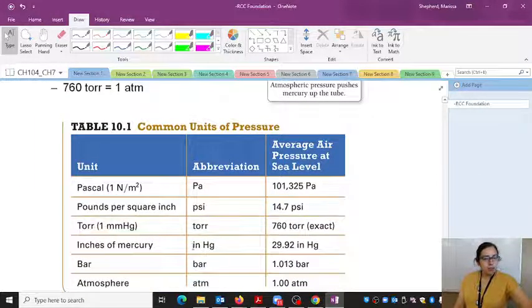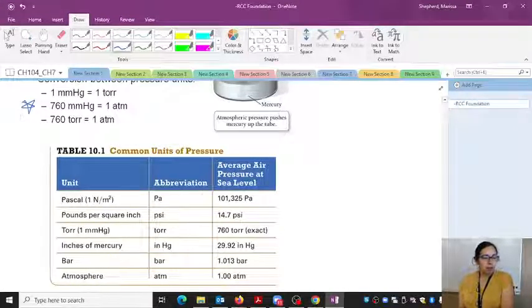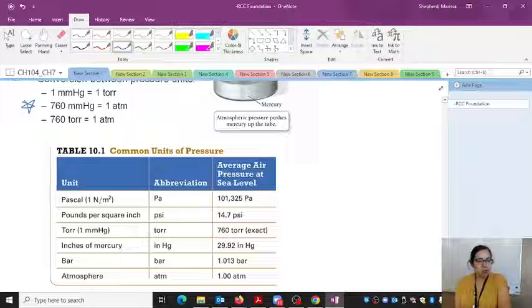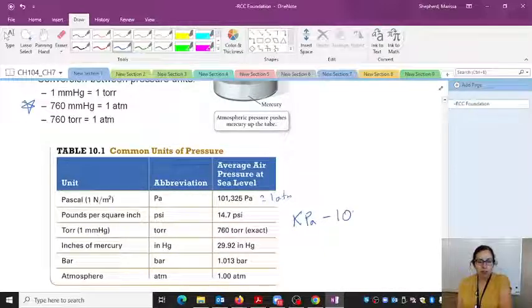And then there are other units of pressure that may come up. You may see pascals, which is newtons per meter squared. This is equivalent to 1 atm, so 101,325 pascals. You might also see kilopascals, kPa, which just means you move the decimal point over to give you 101.325 kilopascals equals 1 atm.